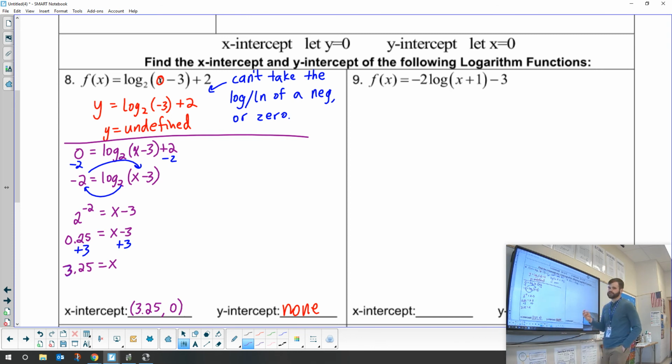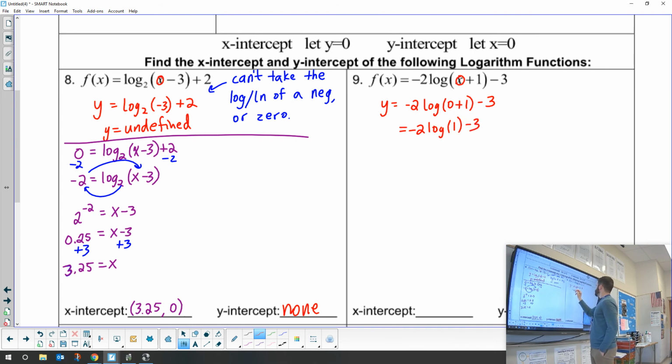Same idea. We're going to start by finding the y-intercept first. So to find the y-intercept, we're going to make that x in there 0. So we're going to go y equals negative 2 times the log of 0 plus 1 minus 3. Of course, 0 plus 1 is 1. So now that I have all of this, this is just log base 10. So to plug this into my calculator, I don't really have to rewrite this in change of base form. We can just plug it in.